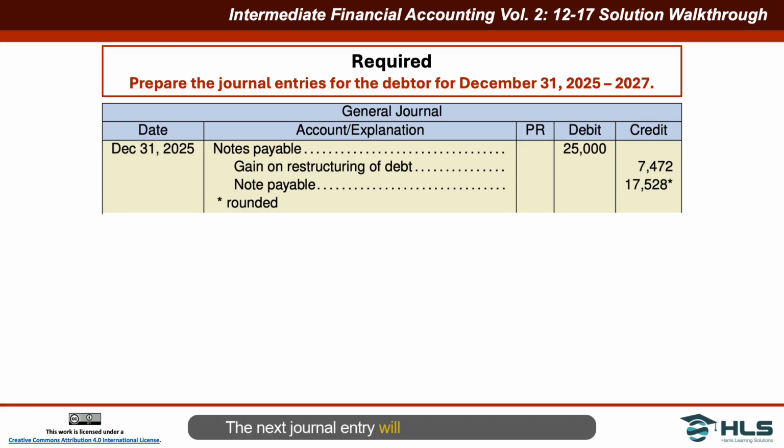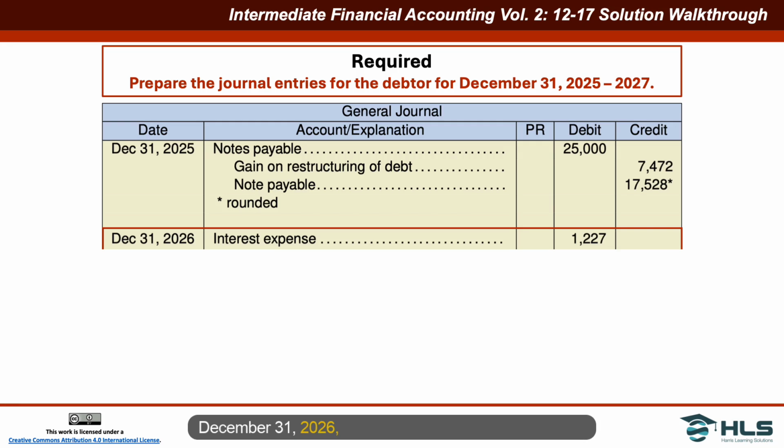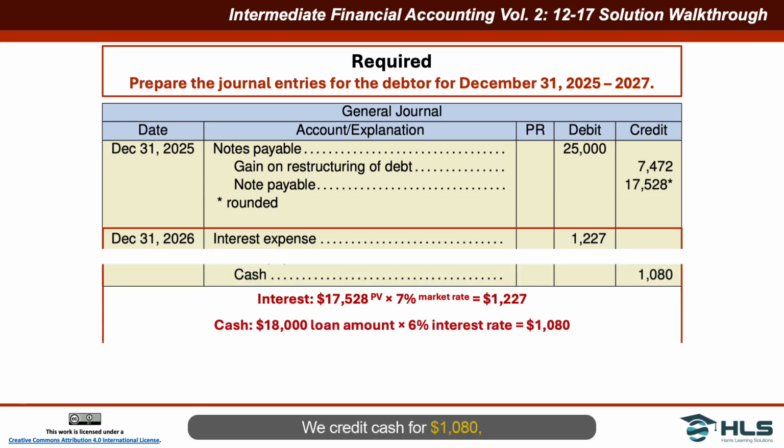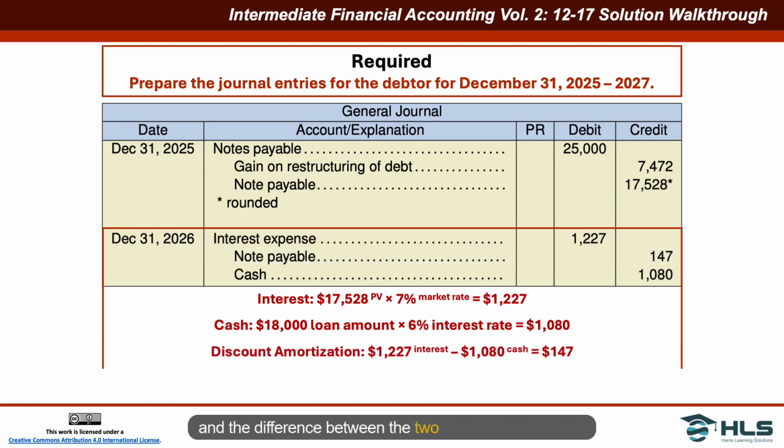The next journal entry will come 1 year later at December 31st, 2026, where we will record the interest on the note. So we can debit interest expense for $1,227, calculated as the initial note payable balance of $17,528 times the 7% market rate, that's $1,227. We'll credit cash for $1,080, which we already know, and the difference between the two is the amortization of the principal of $147, which will be a credit to note payable to make the journal entry balance.